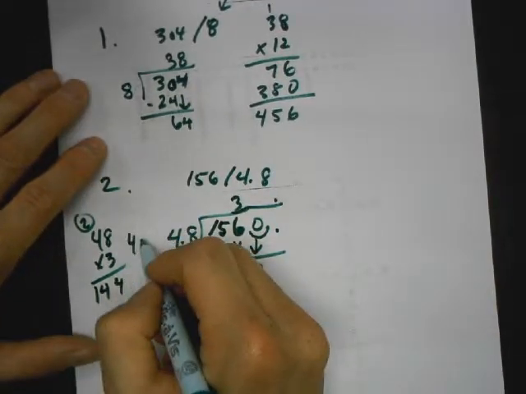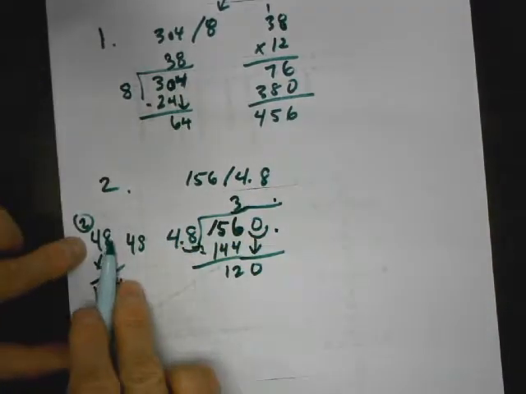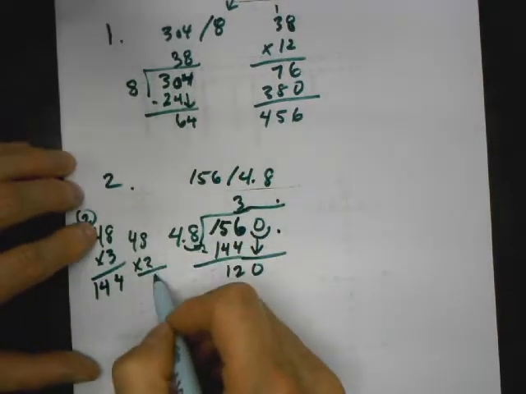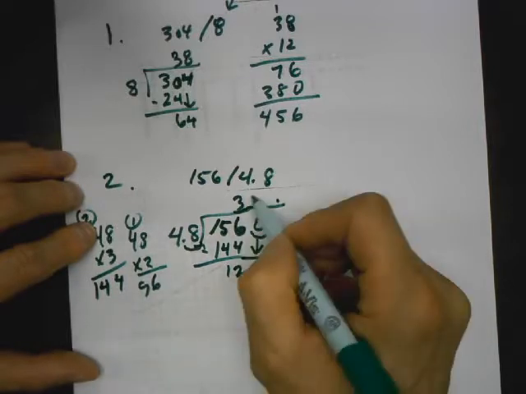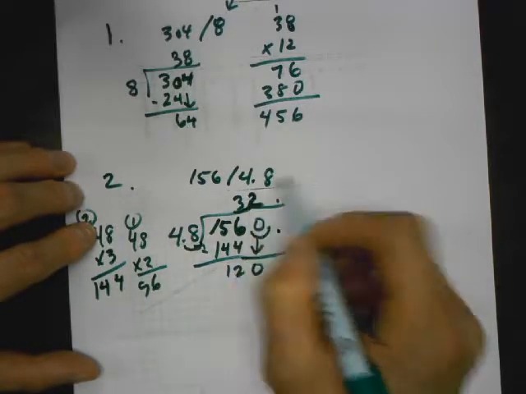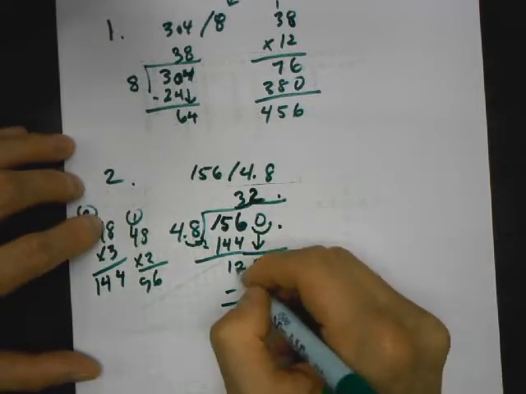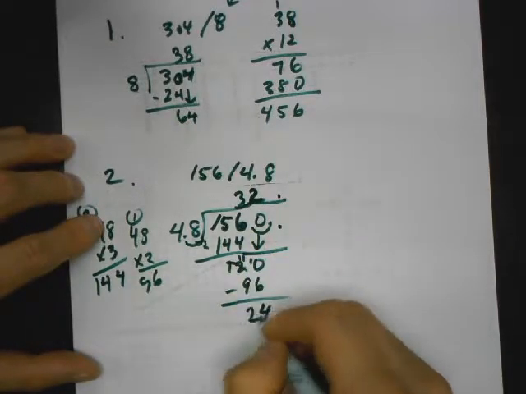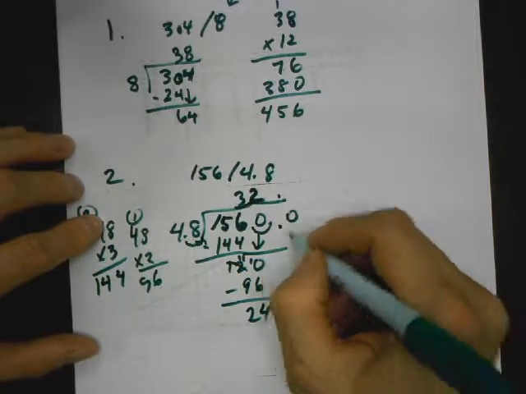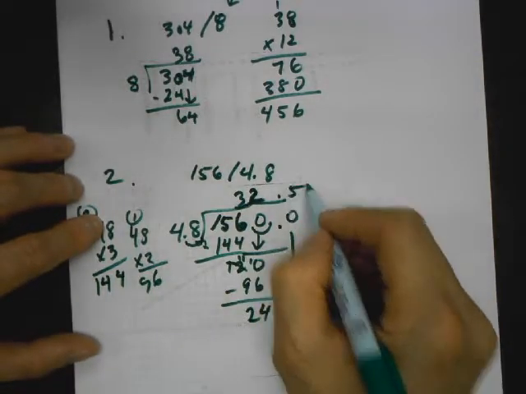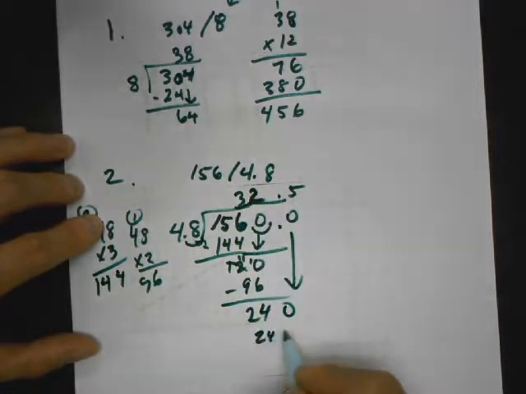be 2. If you didn't understand what I just said, we already did 48 times 3. I see that that's too big, so now I got to multiply by 2 to check that. So 48 times 2, there's a 2 there. That's 96. I subtract these two. I'm going to borrow. And then I drop a 0 down, because once I put a decimal, I can drop as many zeros as I need to. And 240, 48 times 5 is 240.